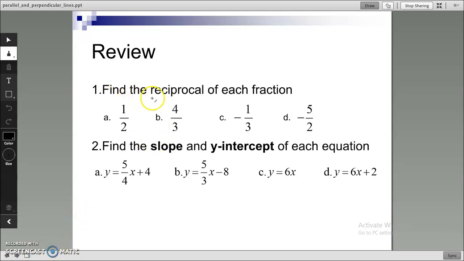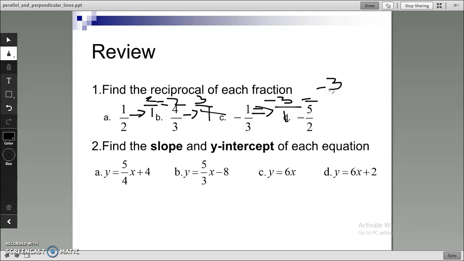The reciprocal of a fraction, if you recall, is to change the numerator with the denominator, to flip it around basically. So 1/2, if I make that reciprocal, changes to 2/1. But we can also write 2/1 as 2. The next one, 4/3, becomes 3/4. My numerator and denominator just flipped around. Negative 1/3 becomes negative 3/1, which is negative 3, the same thing.